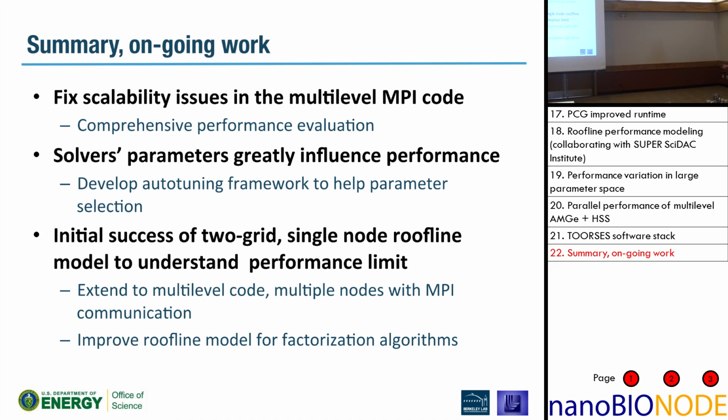The parameters, as I mentioned, greatly influence performance. So we are developing an auto-tuning framework to help users select parameters. And the performance model helps us a lot in knowing when to stop optimization, because based on this limit, we don't need to do further optimization. This needs to be extended to the multi-level code and also to multiple nodes with MPI communication. Yeah, so let me stop here. Thank you.